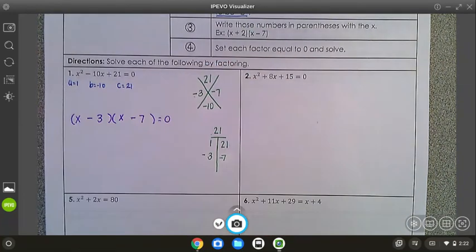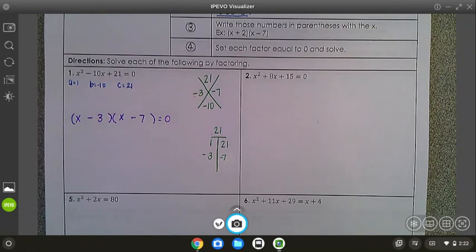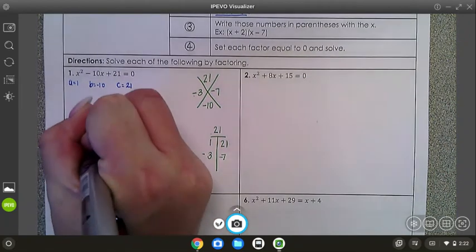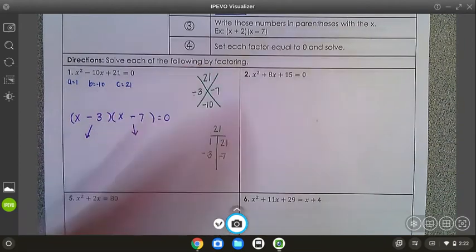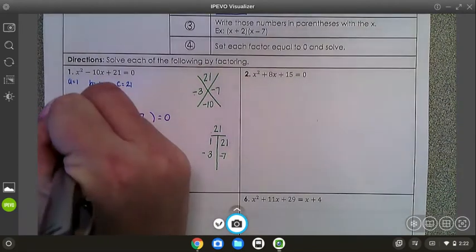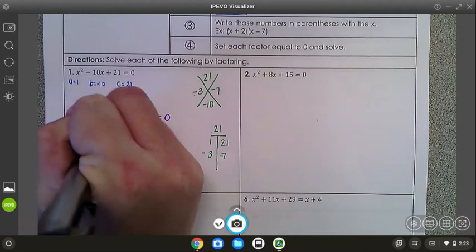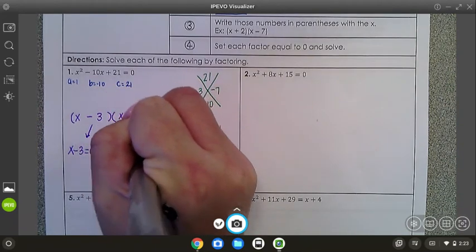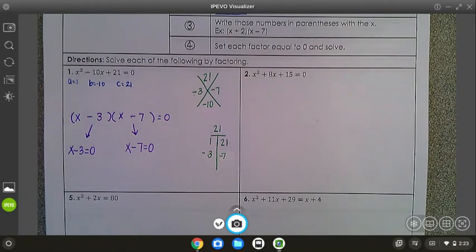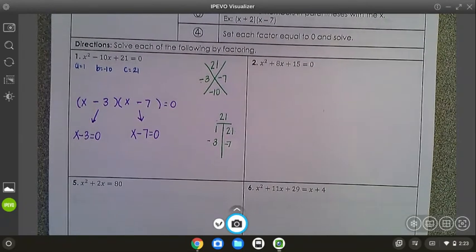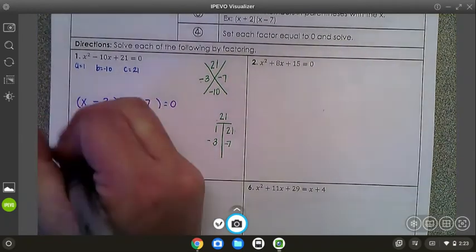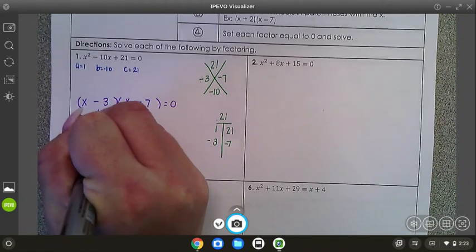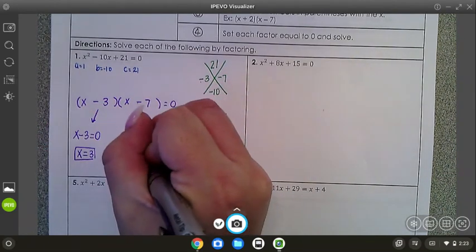But in quadratics, and when we're talking about parabolas and we're looking for x-intercepts, we have to take it a step further. We have to take each set of parentheses or each factor and set them equal to 0 themselves. And then we solve. So over here, I would add 3 to both sides to get x equals 3. And here I would add 7.